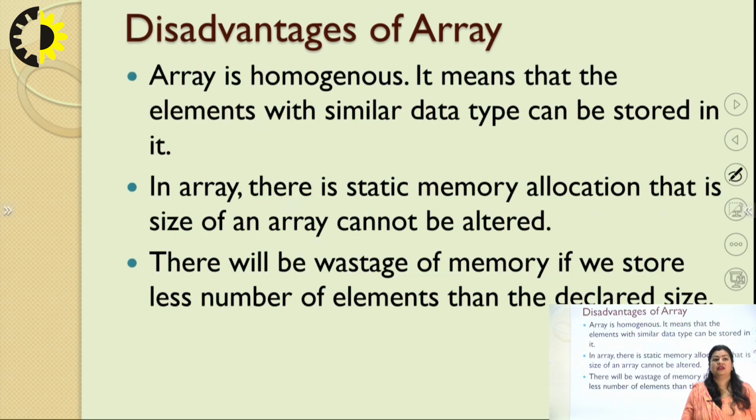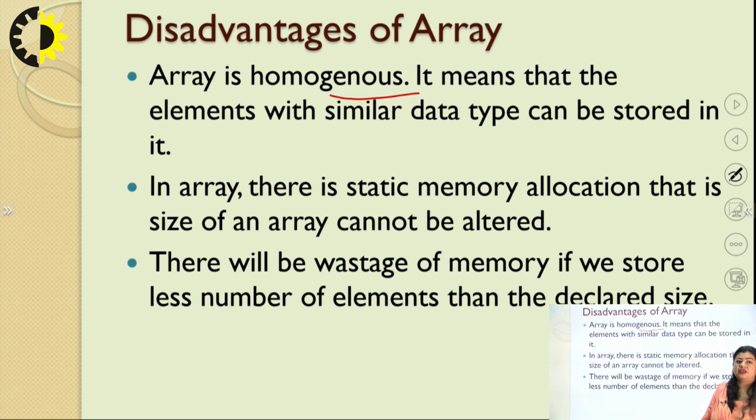At the last, what are the disadvantages? That means it is homogeneous. That means it is a collection of similar data type elements. If we want to use integer values, we store integer values, and if we want to use character values, we store character values. That is called homogeneous. And in an array, there is static memory allocation, because all sizes are fixed in memory, so we cannot change the size of the array. That is called static memory.